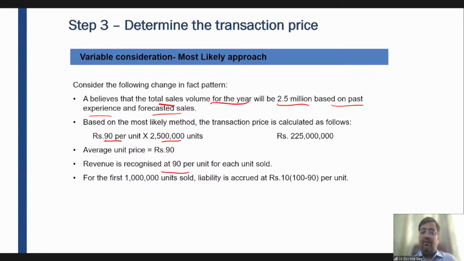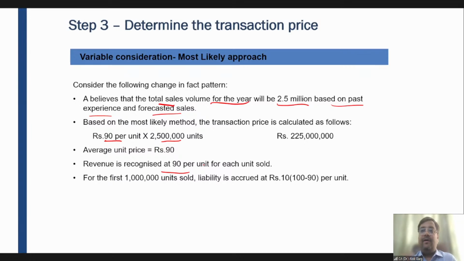Soham is asking, sir, got it. But when will we recognize the revenue in case of early delivery? Original performance obligation or delivery date? So Soham, please tell me one thing. Revenue has to be recognized when the performance obligation is satisfied.